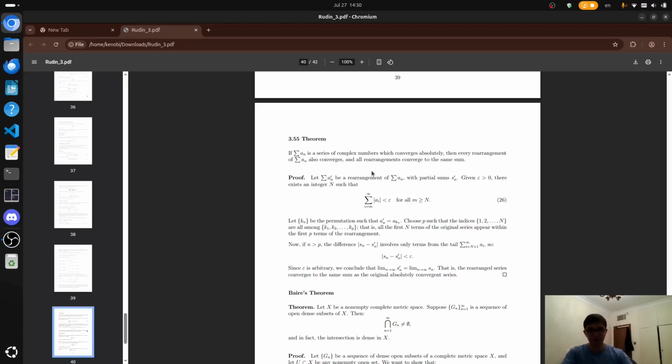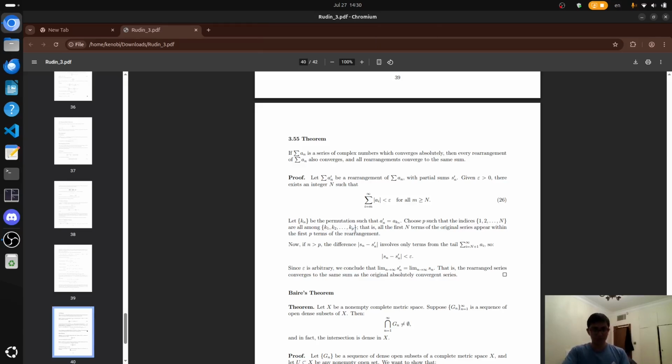And we have the proof over here. And I will explain the strategy later on. Let sum a prime n be a rearrangement of sum a n with partial sums s prime n. Given epsilon greater than 0, there exists an integer N such that the sum of |ai| is less than epsilon for all n greater than N, because that's the definition of absolute convergence. Let k n be the parameterization such that a prime n equals a k n. Choose p such that the indices 1 to N are all among k1, k2, up to kp.